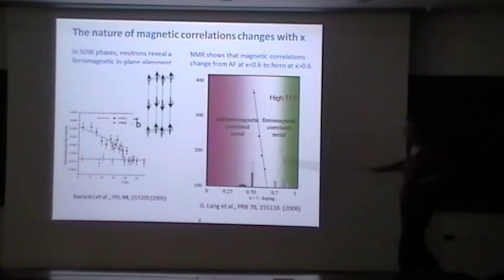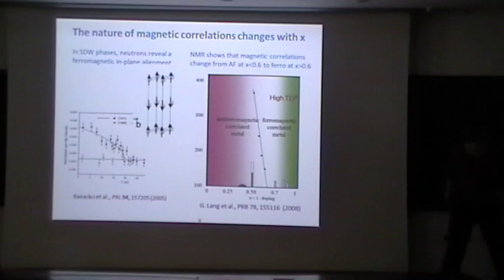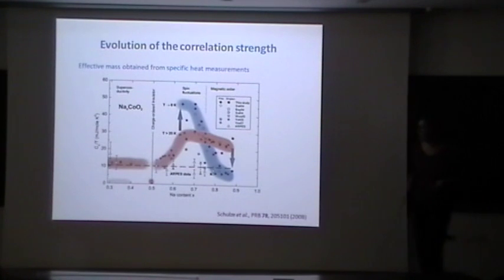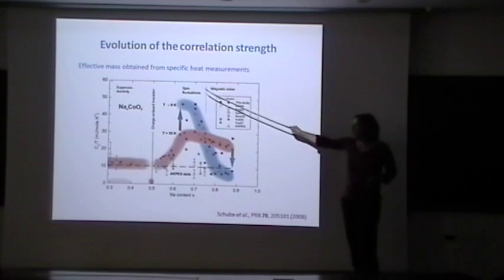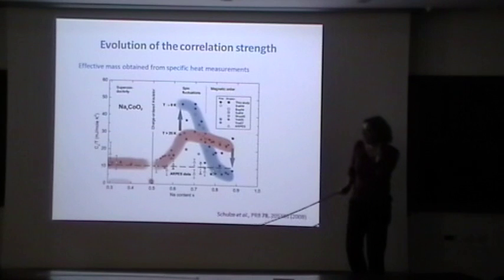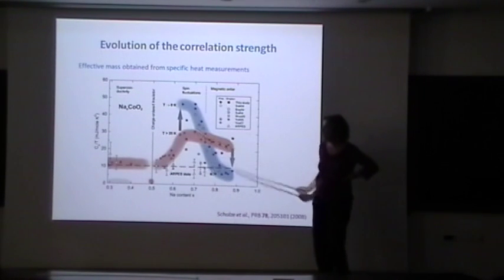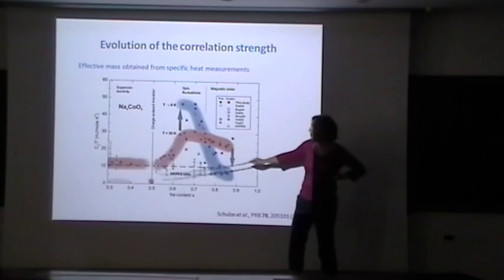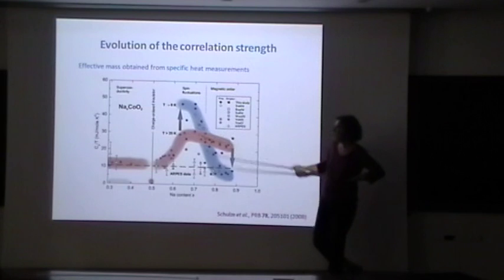In fact, it seems that this boundary between the two states corresponds to some enhancement of the correlations. There is a very nice work by a group with specific heat measurements, which have extracted the effective mass as a function of x. If you just look here at the red points, you see that precisely at this limit of 0.6, it seems that the effective mass is increasing.